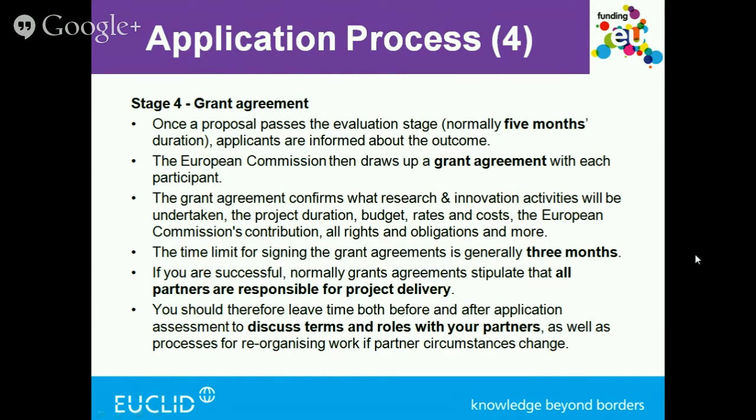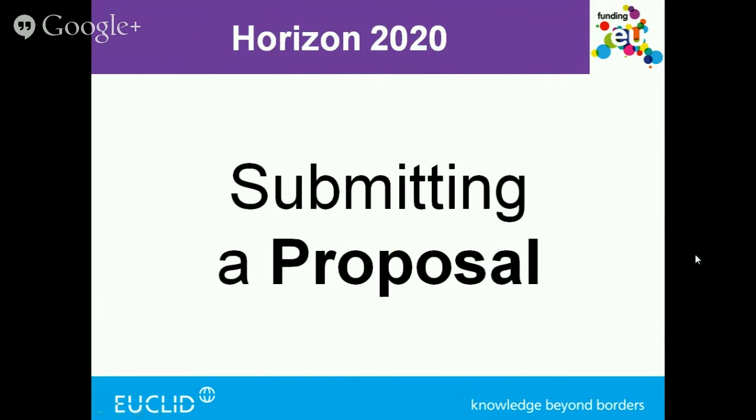Grant agreement. This is a bit more detail about the grant agreement. Here, for example, it says what research and innovation activities will be undertaken, duration, budget, rates, costs, contributions, rights, and obligations. The grant agreement stipulates all partners are responsible, so you have to make sure that you have clarified the terms of the project with all your partners, so there are no nasty surprises when you share the final contract with your partners and they say, oh yes, we're happy with that. That's what they should be saying anyway.